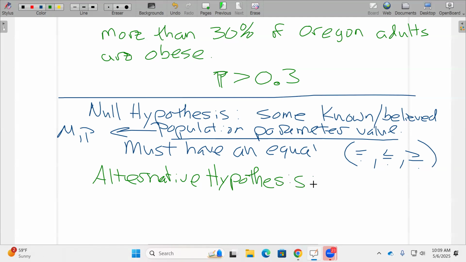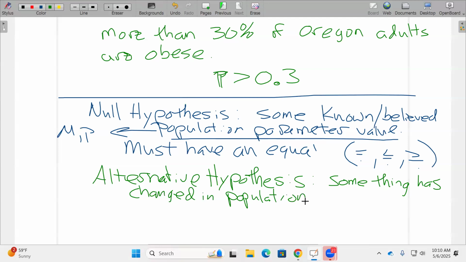An alternative hypothesis is a belief that something has changed in the population, or some subset of the population. Like we have data on US adults, but we believe US adult college students are a little bit different than US adults in some of their behaviors. So that might lead to an alternative hypothesis. An alternative hypothesis cannot have an equals in it.